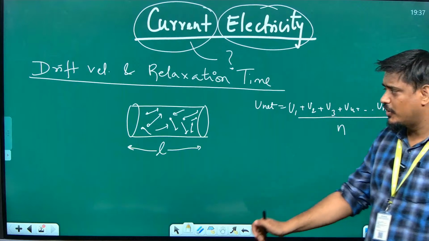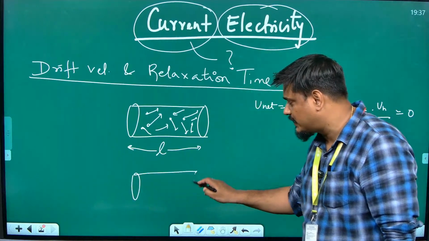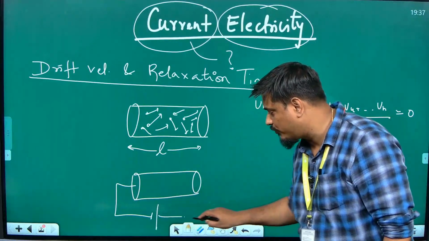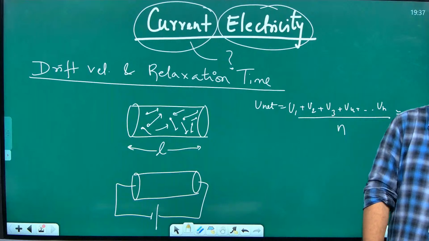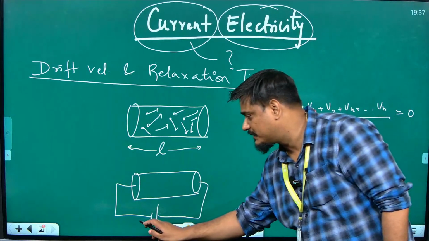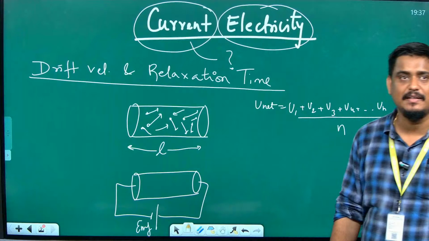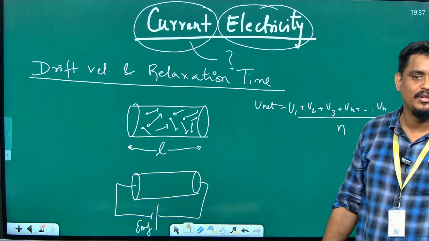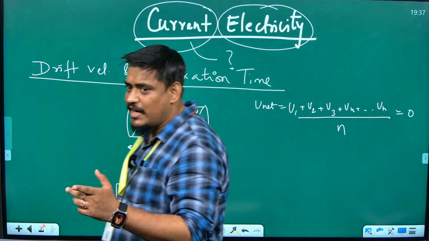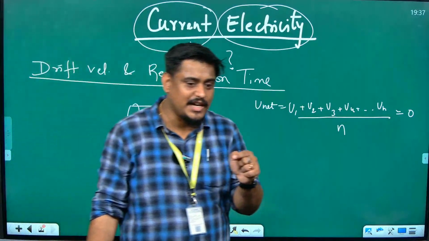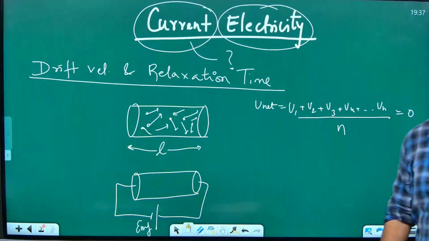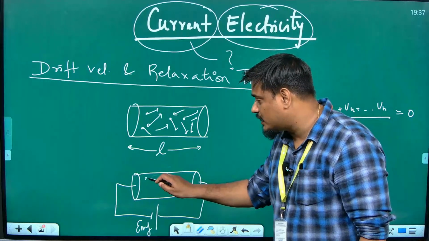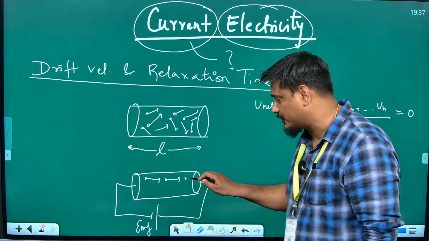The moment you connect this conductor with an external source of EMF, electromotive force, what happens? These charged particles start aligning themselves in the direction of the electric field. A positive charge moves in the same direction as the electric field, and a negative charge against the direction of the electric field. Do you agree with me? So if I have an electric field coming in this direction, the charge will get drifted towards this direction.